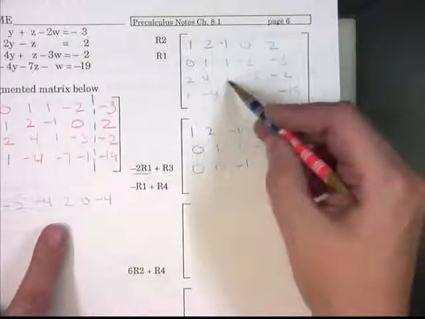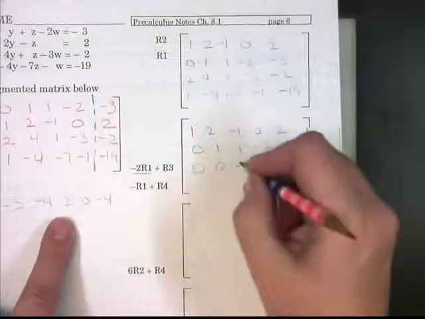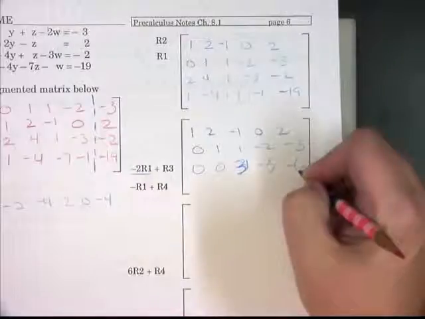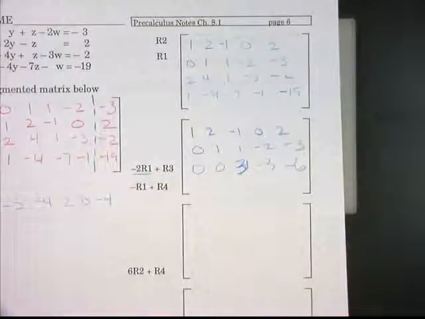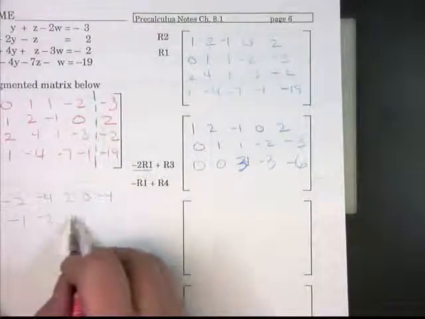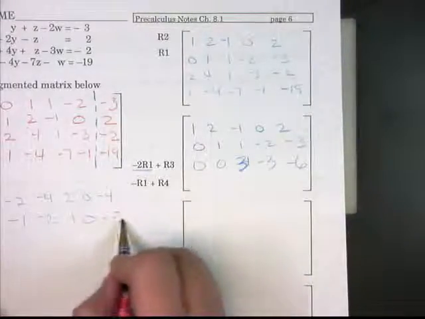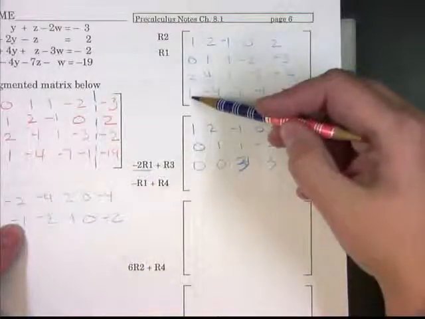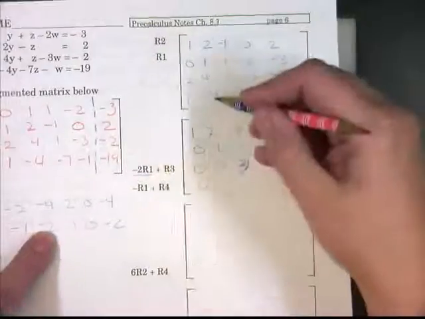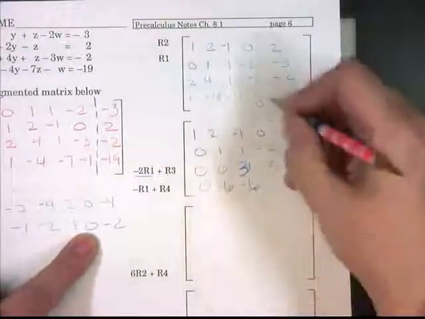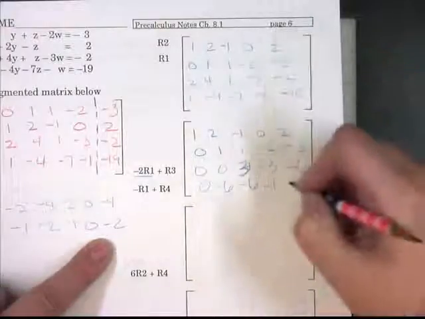Where'd it go? Oh, how about 2 and 1 for 3? -3 and 0. And then -4, -2. Okay. If I do negative row 1, so that's -1, negative 2, positive 1, 0, negative 2, and add it to row 4. So that gives me negative 1, 1 is 0, negative 2, negative 4, negative 7, negative 1, negative 1, 0, negative 2, negative 19.